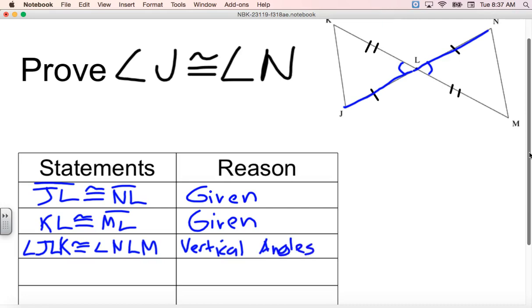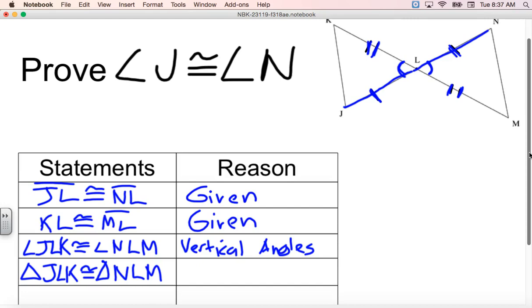Now, once we know that those are vertical, we can see that the triangles now are congruent, right? The whole point is to start by showing the triangles are congruent. So we've got side, side, angle, side, side, angle, side. So we could say that now triangle JOK is congruent to triangle NLM. Notice the difference in what we wrote on this table and the one above it, right?